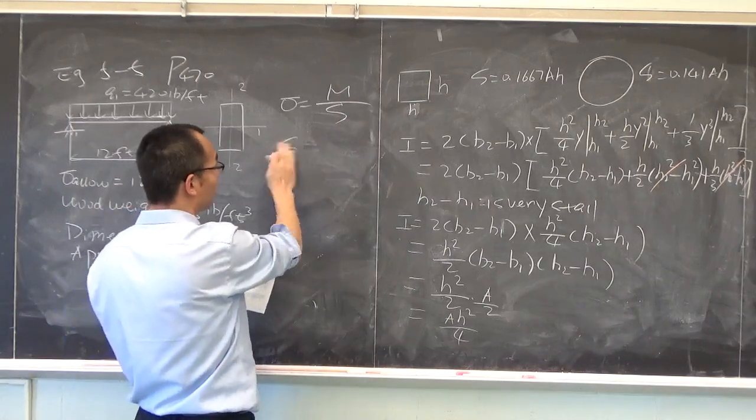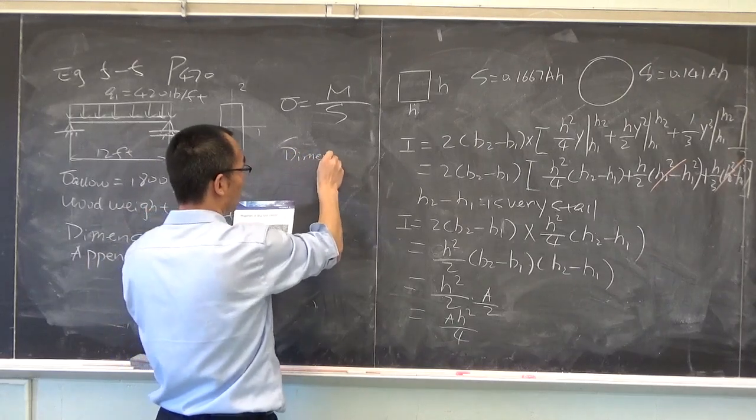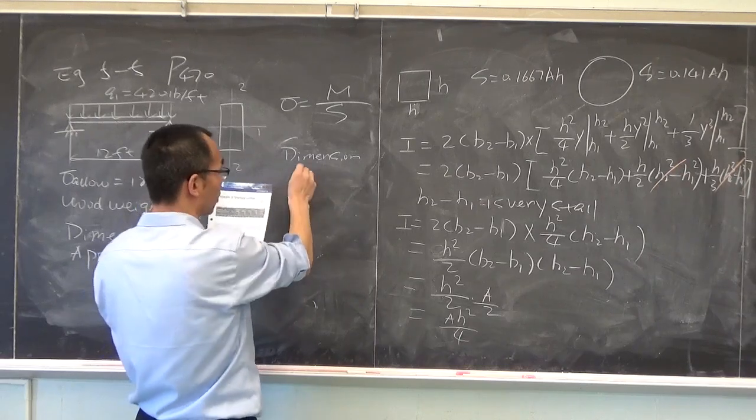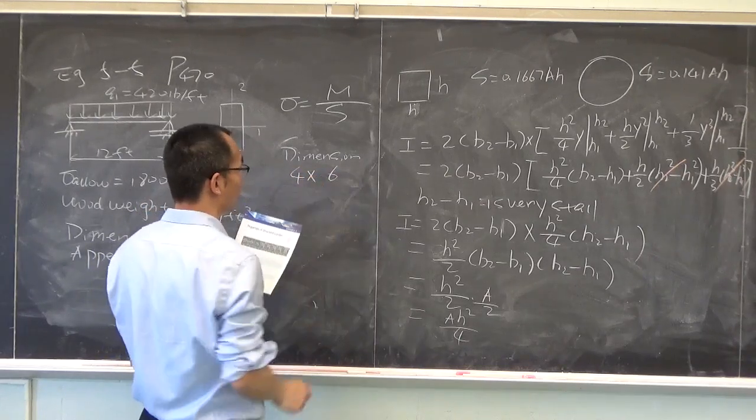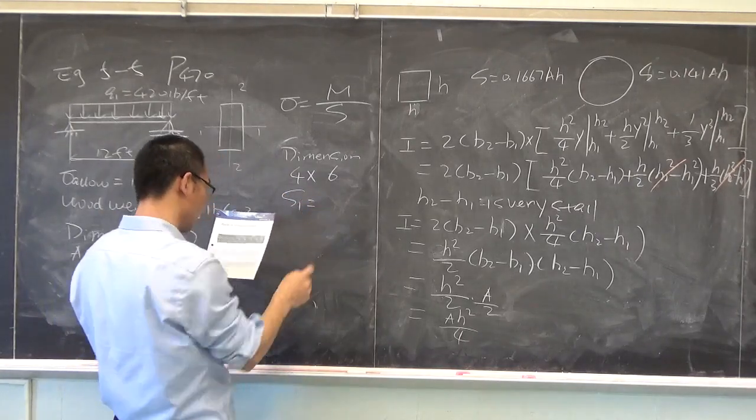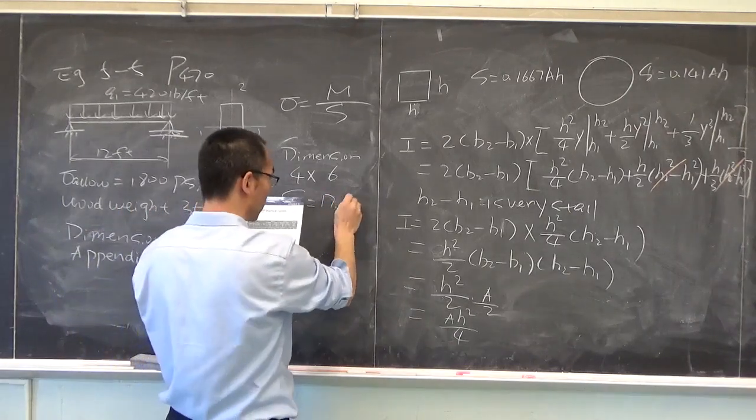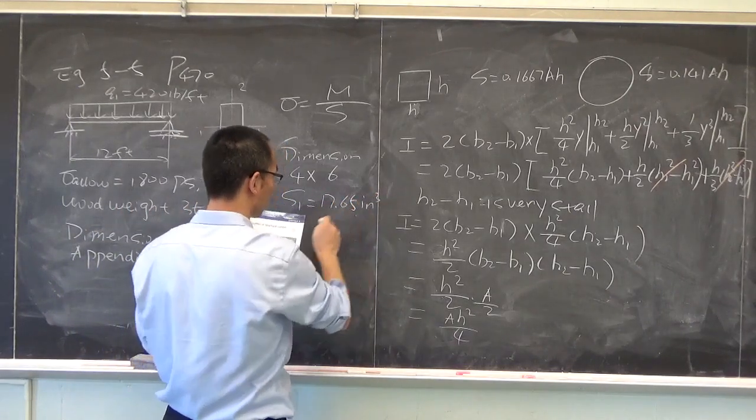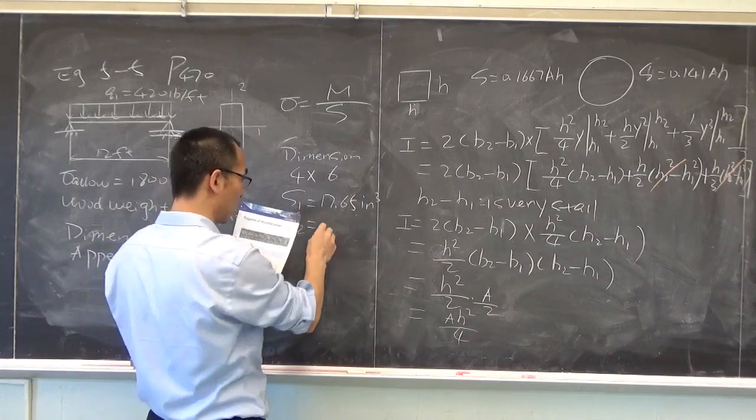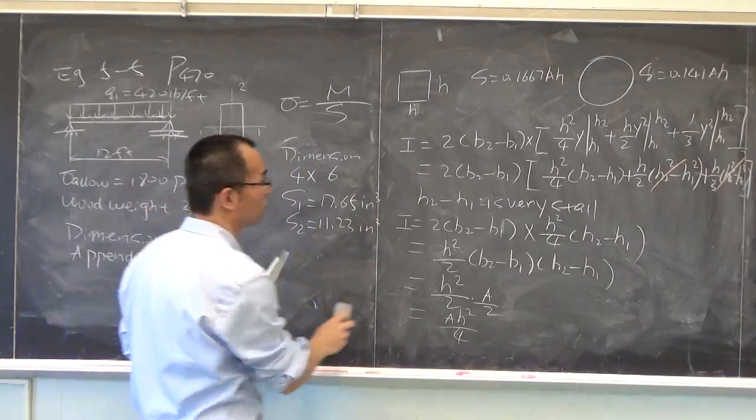So let me give you one example, like if the dimension is 4 by 6, then you will have section modulus 1 equal to 17.65 cubic inch. Section modulus 2 is equal to 11.23 cubic inch. Okay, what does that mean?